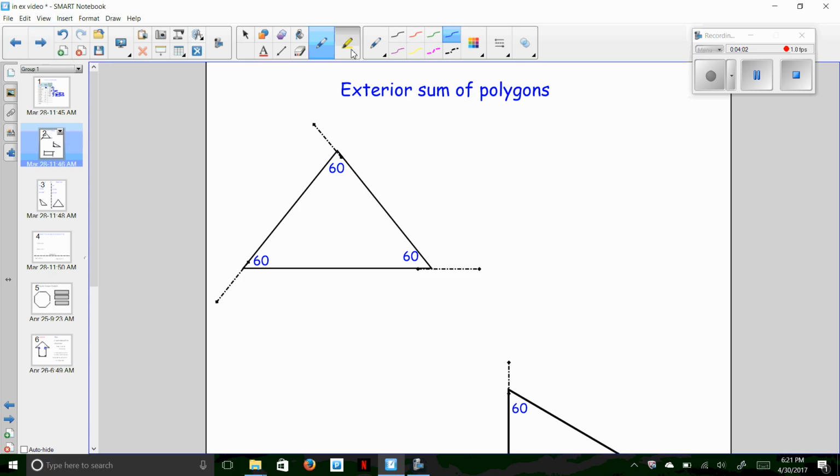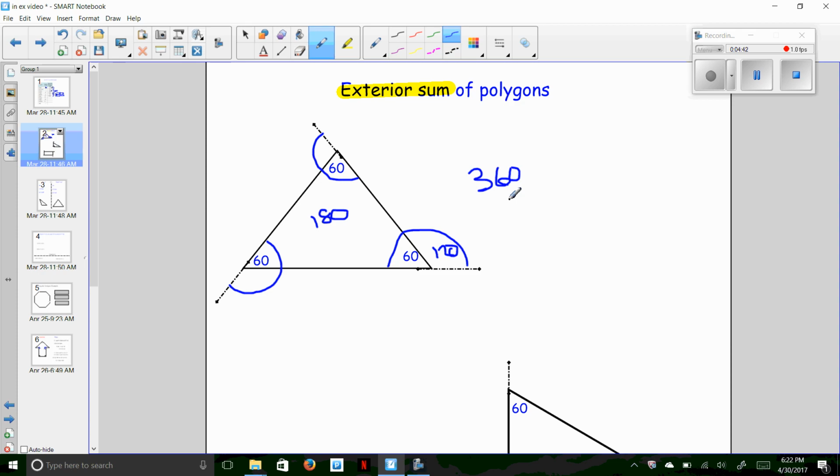Let's talk about exterior sums. Now, this is on the outside. So I have an equilateral triangle and 3 sides, 3 angles of 60. So here's how we can find all of our exterior angles. All of these are going to have half circles of 120 out there. So all these exterior angles are 120. So there's 3 of them. 120 times 3 is 360. So the triangle has 180 degrees inside, and this one has 360 outside.